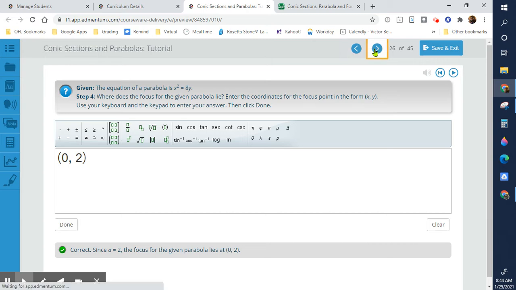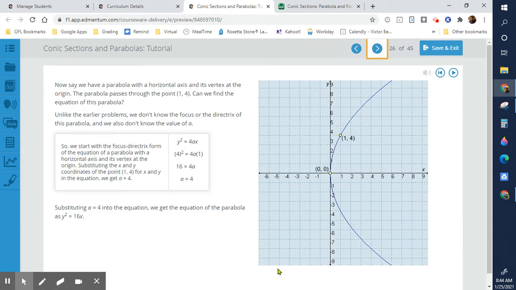Perfect. And I'm assuming the next one is the axis of symmetry. Oh, it didn't talk about the axis of symmetry. Oh, well. So here's the formula for how to substitute. Now we're going to do it with horizontal parabolas.